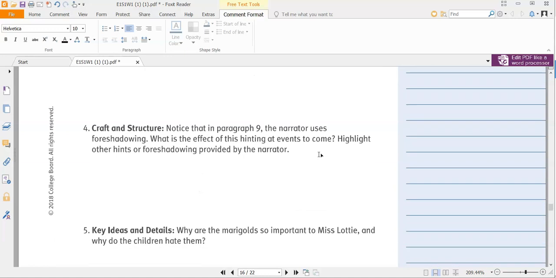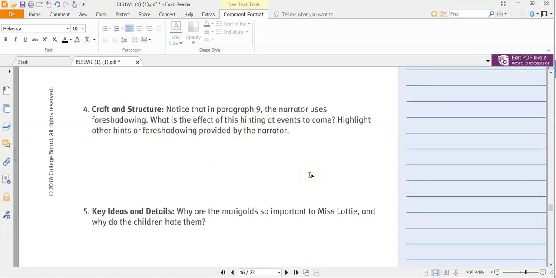Number 4 says, notice in paragraph 9 the narrator uses foreshadowing. What is the effect of this hinting of events to come? Highlight other hints or foreshadowing provided by the narrator. So you're going to go back, look for examples of foreshadowing. That's when the author kind of gives you hints about what's going to happen.